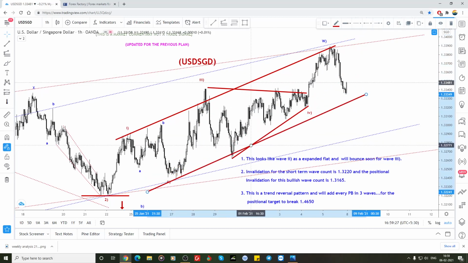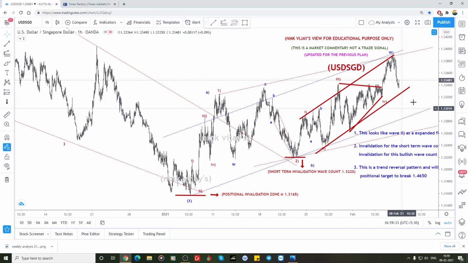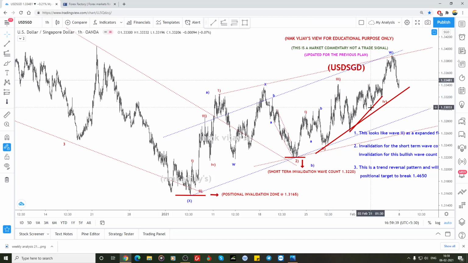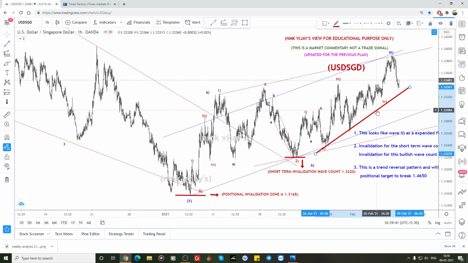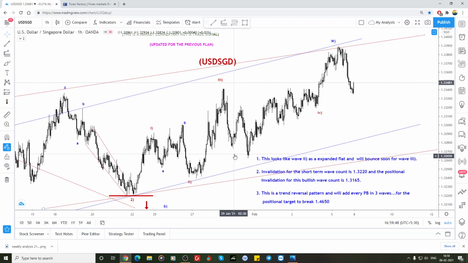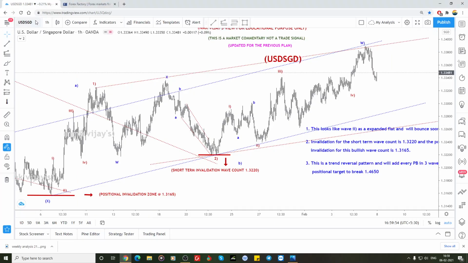Yeah, it could be. So 1, 2, 3, 4, 5. Again, it could be an X, or it keeps going in a three-way structure. We need to wait for that. So I am in buy from the zone itself, in everything. So what else? Next AUD, yeah, AUD JPY also.